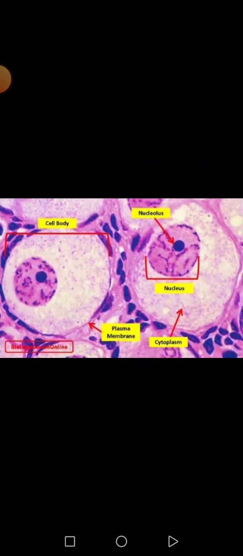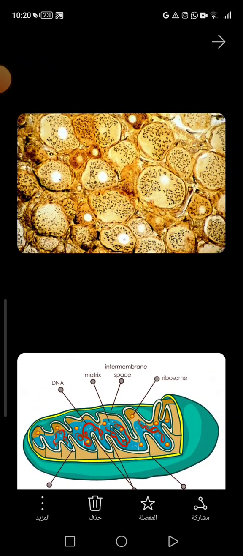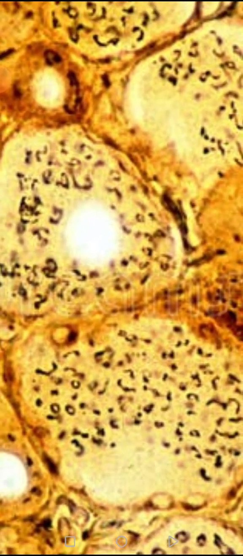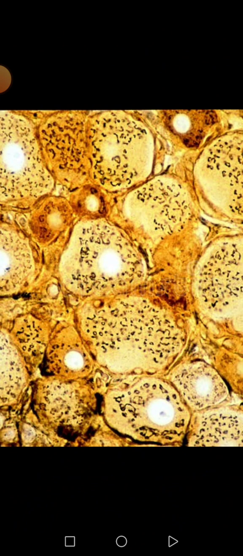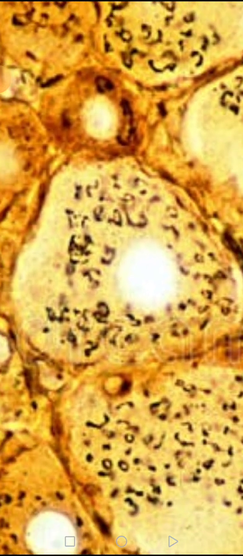And this is the plasma membrane, round shaped. Here I showed you a different selective stain called a silver stain. In the silver stain, you see this white round substance, this is the nucleus. This stain is used to see the Golgi apparatus. Those black hair-like structures are the Golgi apparatus. You can see the Golgi apparatus in a light microscope only by using this stain.